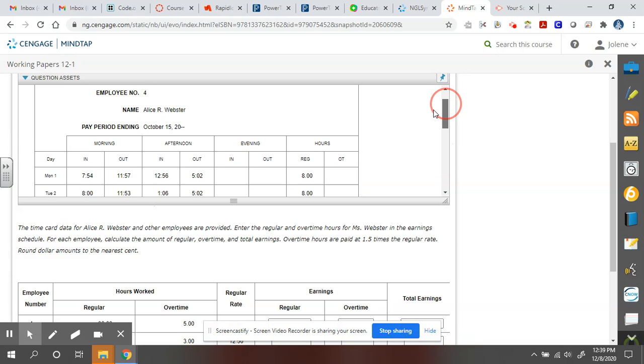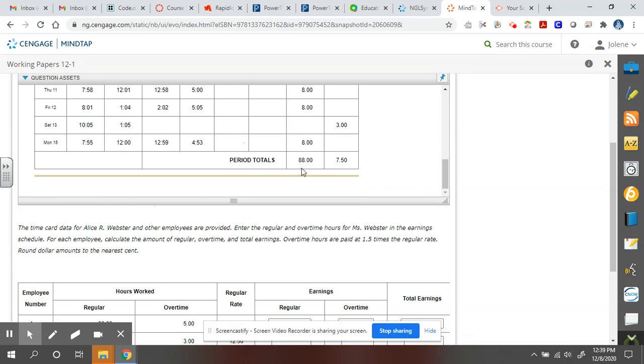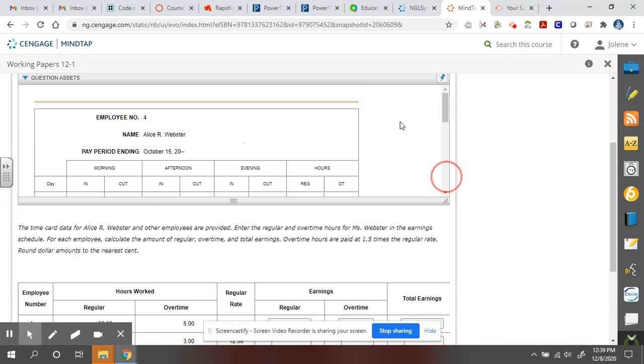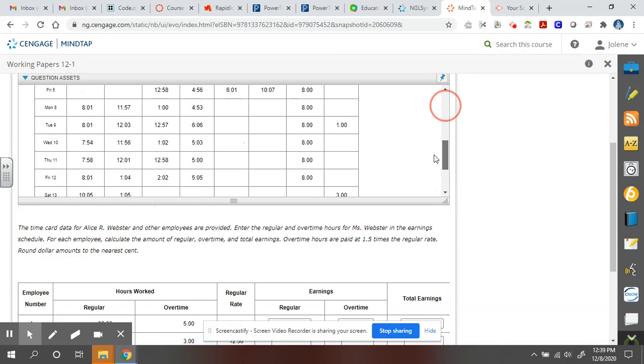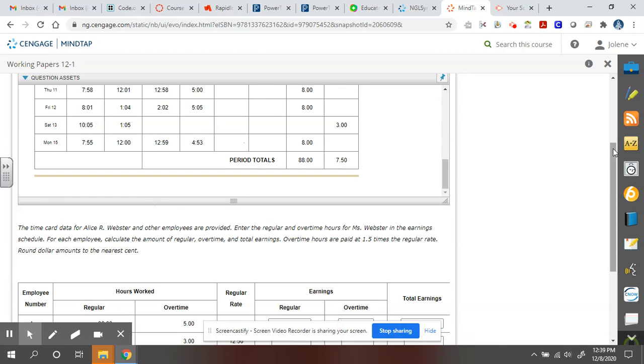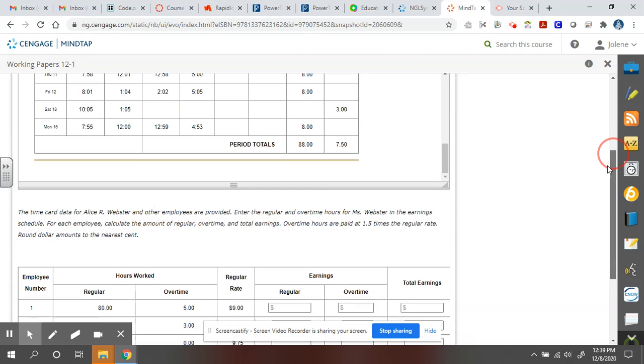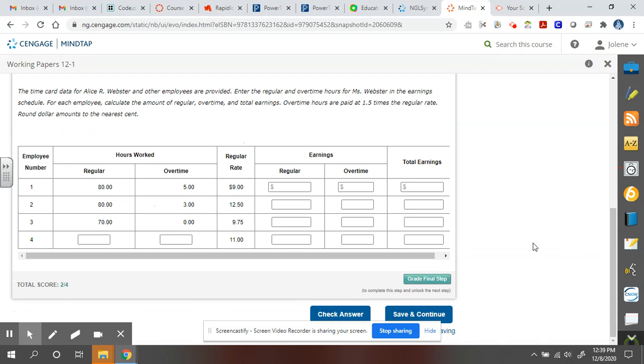Now here's the time card we just did, and here's the total hours down here for Alice. This step 2 is where we're going to find out the dollar amounts. These were just hours. Now we're going to find out the dollar amounts that Alice gets paid and these other employees. So it says for each employee, calculate the amount of regular, overtime, and total earnings. Overtime hours are paid at 1.5 times the regular rate. Round the dollar amounts to the nearest cent.